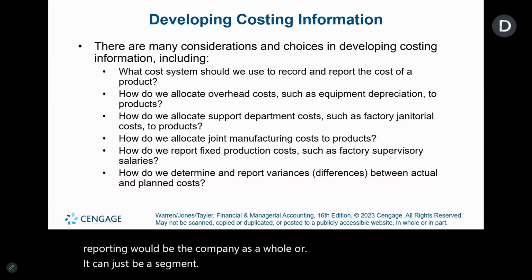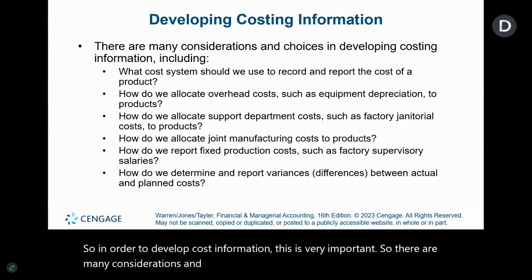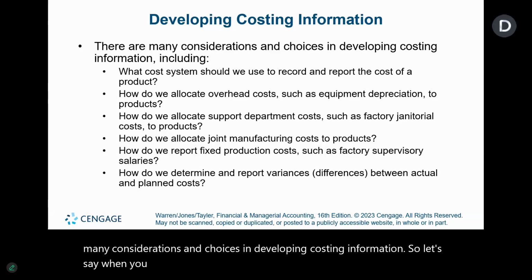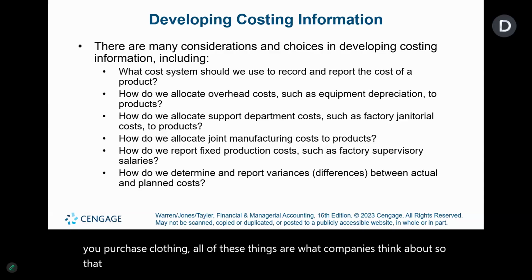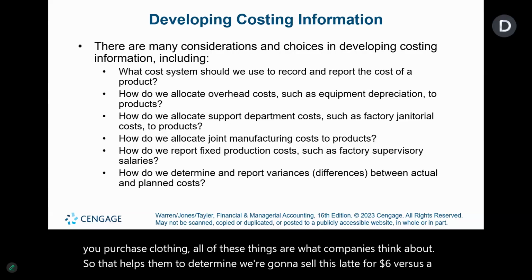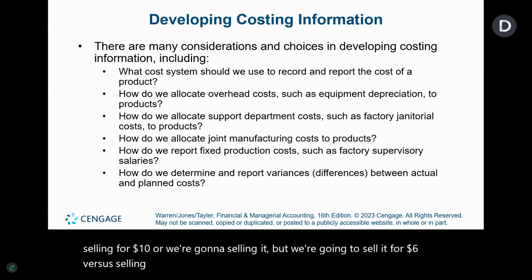In order to develop cost information, this is very important. There are many considerations and choices in developing costing information. Let's say you go to Starbucks and buy a latte, or you go to a store and purchase clothing. All of these things are what companies think about. That helps them determine whether they're going to sell this latte for $6 versus $10, or sell it for $6 versus $3. All of these different things come into play.